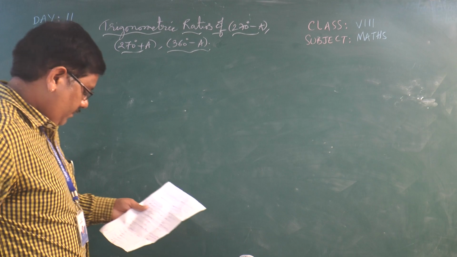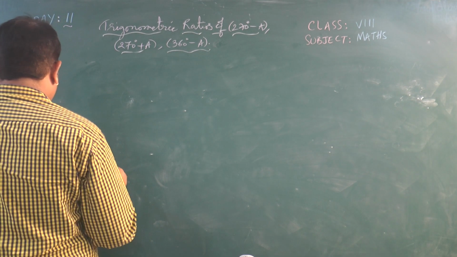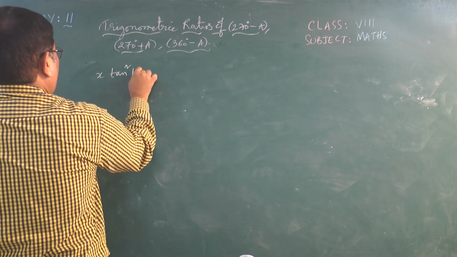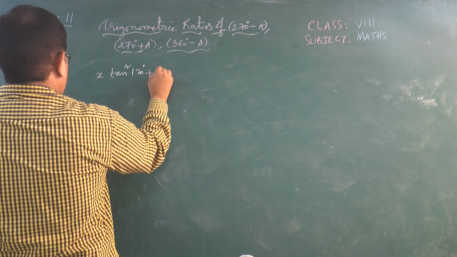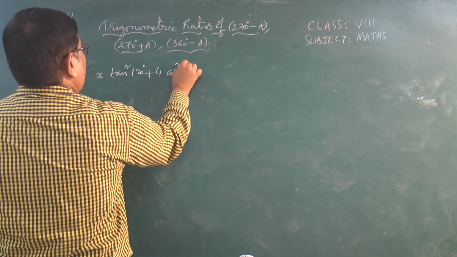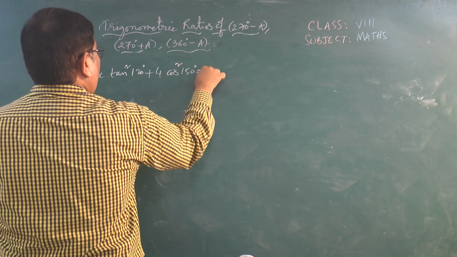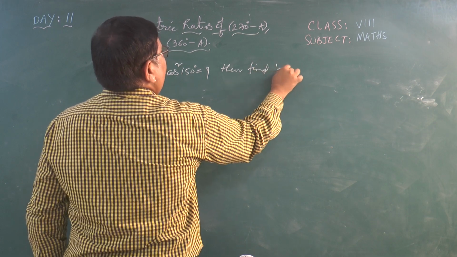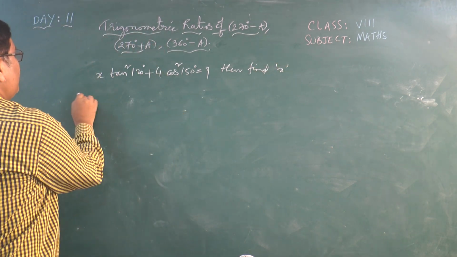The problem is: if x tan square 120 degrees plus 4 into cos square 150 degrees is equal to 9, then find x. Okay, it's a simple question.